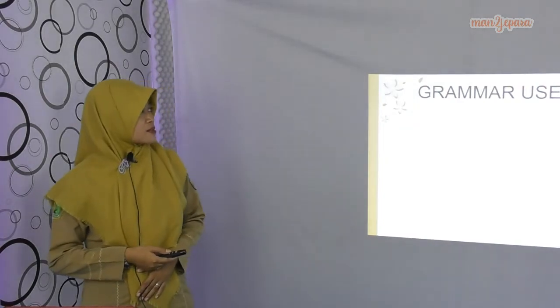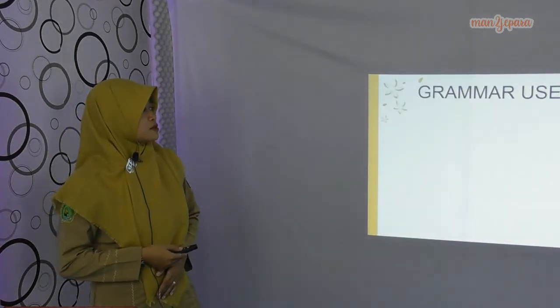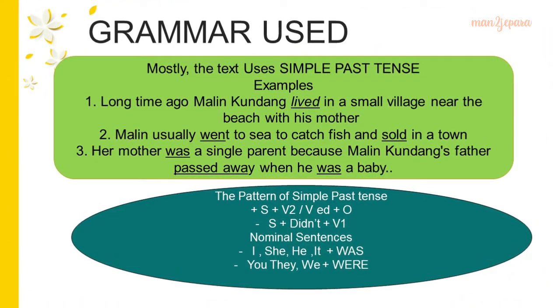In narrative text we have grammar used. Mostly the text uses simple past tense. For example, long time ago, Malin Kundang lived in a small village near the beach with his mother. Malin usually went to the sea to catch fish and sold in a town. Her mother was a single parent because Malin Kundang's father passed away when he was a baby. Those are examples of simple past tense.